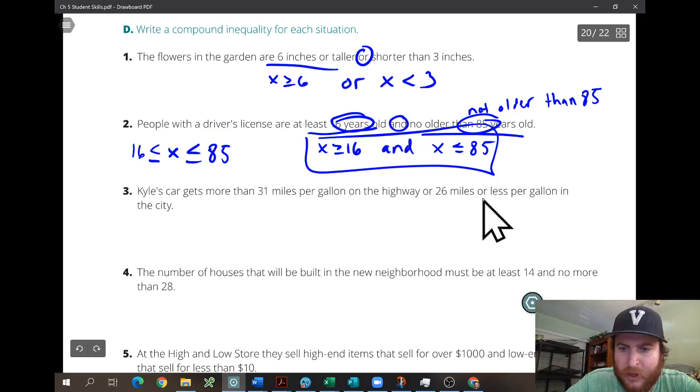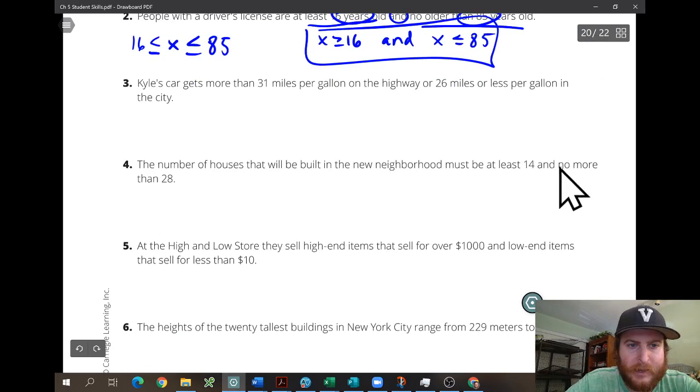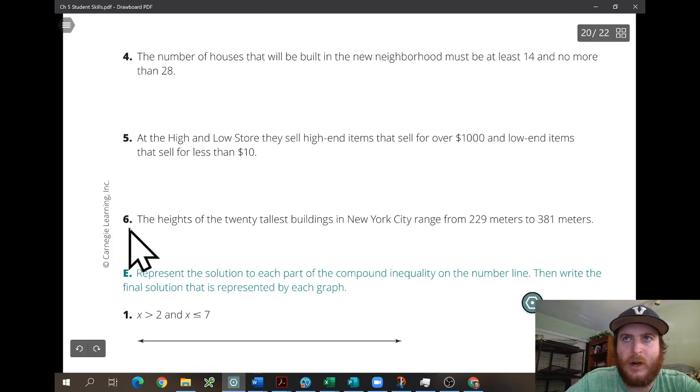We see the word "or" there, right? We see the word "and." When it says no more than 28, remember, no more will mean including 28. We see here, over 1,000 and less than 10. And then this one says from 229 to 381. This is probably the only weird one.